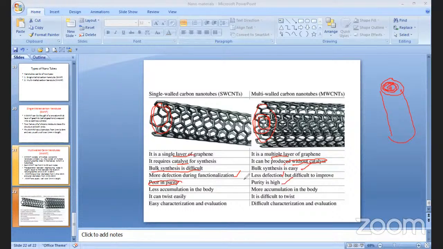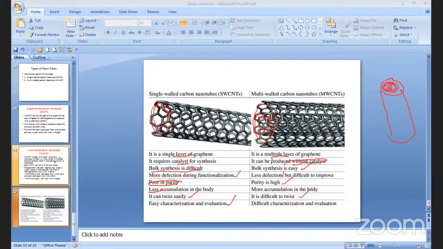Okay. In the single-walled case, there is less accumulation in the body, while the multi-walled carbon nanotube has more accumulation in the body. The single-walled carbon nanotube can be easily twisted, but it is very difficult to twist the multi-walled carbon nanotube. Characterization and evaluation is easy for the single-walled, and difficult for the multi-layered carbon nanotube. So these are some comparisons of single-walled and multi-walled carbon nanotubes.